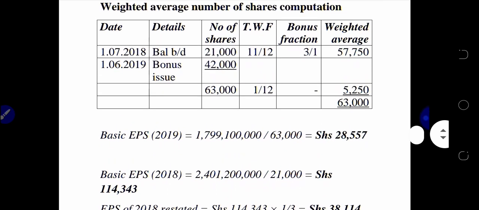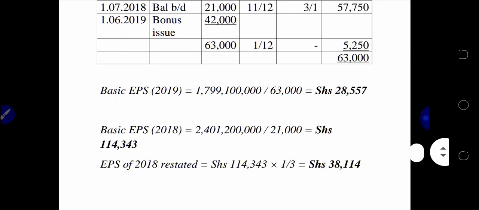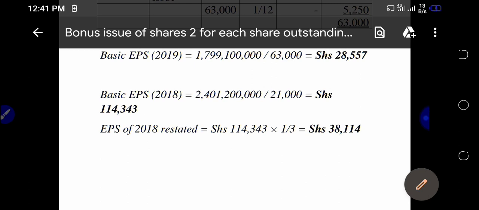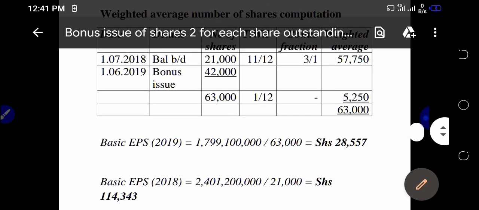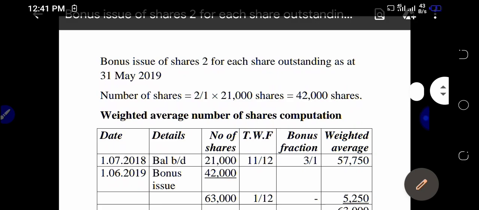So you see the bonus fraction, when you are calculating the current EPS, the bonus fraction is the number of shares after the bonus issue over the number of shares before the bonus issue. Then if you are restating, the fraction will be the number of shares before the bonus issue over the number of shares after the bonus issue. So that was the solution for that question 2 of August 2019. That part C about earnings per share, and of course that part carried 6 marks. So that's what you are supposed to do to come up with the 6 marks.